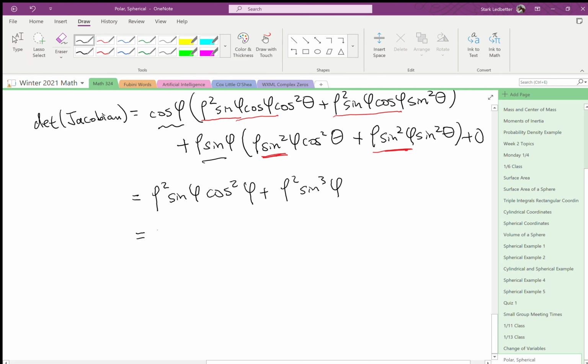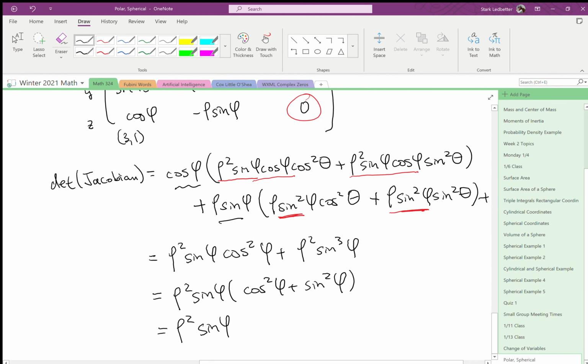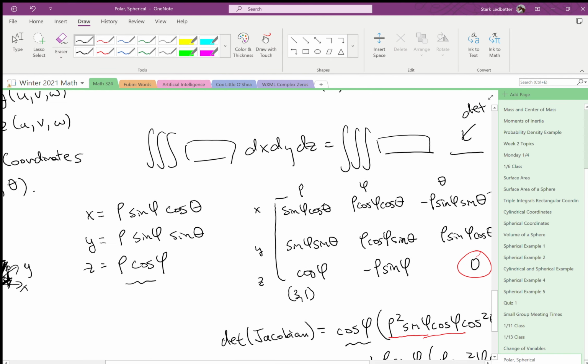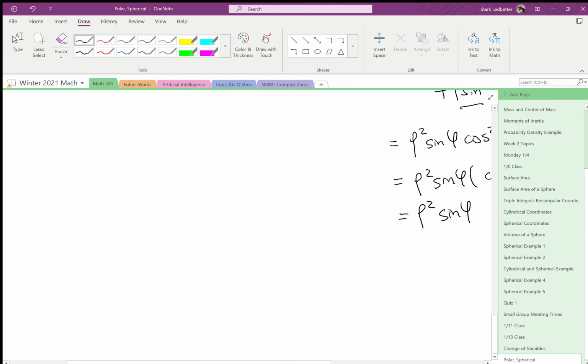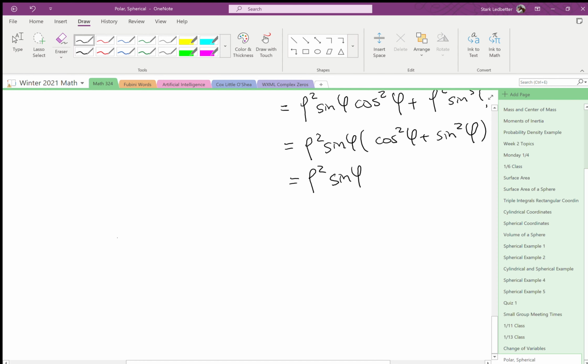Okay, now I can take out a common factor of rho squared sine phi, and I'm left with cosine squared phi plus sine squared phi. And that's one. So my determinant of my Jacobian is rho squared sine phi, which is exactly the thing I put when I integrate in spherical coordinates. So I have written as u, v, w up there.